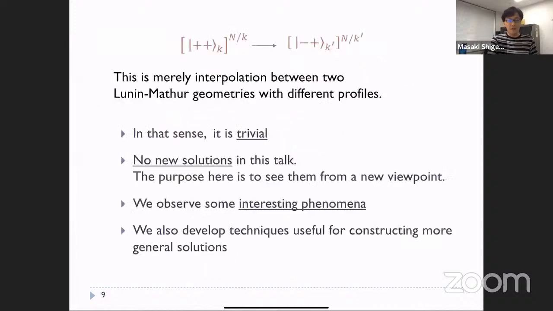And this is merely interpolation between two Lunin-Mathur geometries with different profiles. So in that sense, this is trivial. Yes. And no new solutions in this talk. The purpose here is to see them from a new viewpoint. And we observe some interesting phenomena. And we also develop some techniques useful for constructing more general solutions. So it's kind of trivial, but there are some interesting things coming out. So that's the point of this talk. Any questions so far? You're free to interrupt at any point.